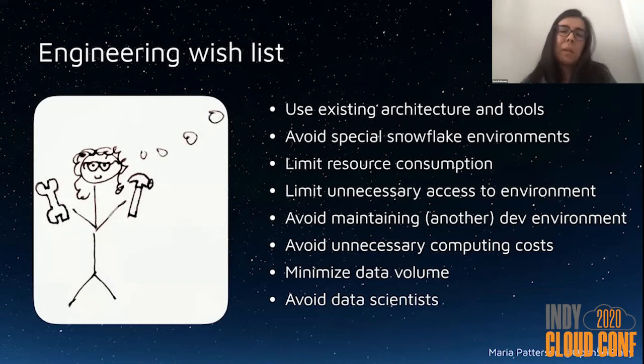I want to be able to limit resource consumption because I don't want you, again, spinning up a bunch of stuff and taking over my environment and running up bills. I don't want to maintain another environment. I want to limit your access to the system. And I want to do things like minimize data volume, just minimize all the impact of the data scientists and avoid data scientists in general, I would say, is on the engineering wish list. And I can say that because I'm a data scientist, so that's fine. I know I should be avoided.